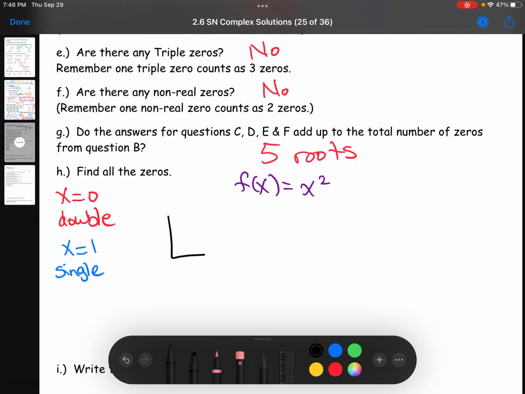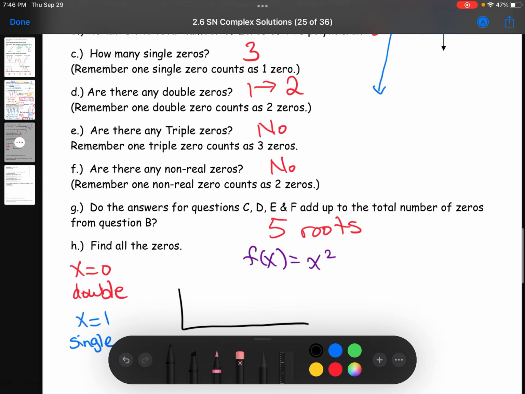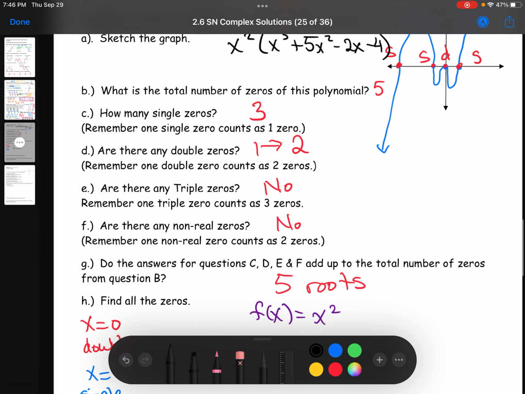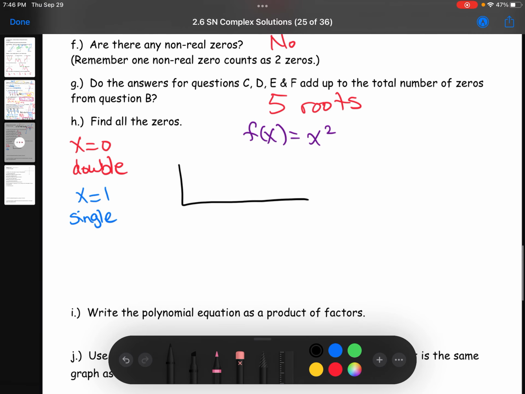We need to factor out that root, so we'll go to synthetic division, and we'll use our coefficients: 1, 5, negative 2, negative 4. We have a root of 1, so that factor is x minus 1. So we'll put a 1 on the outside, bring down that first coefficient, multiply 1, add 6, multiply 6, add 4, multiply, we get 4, add, we get 0.